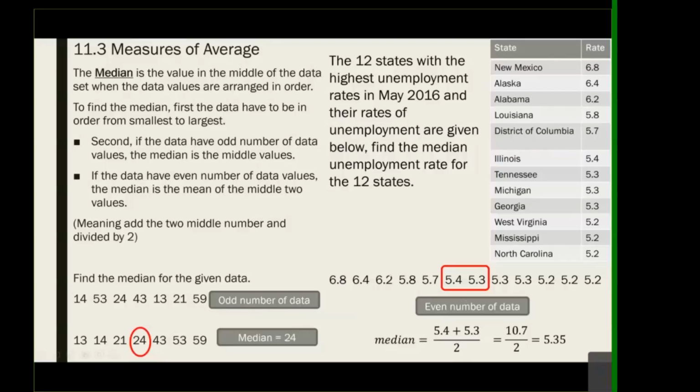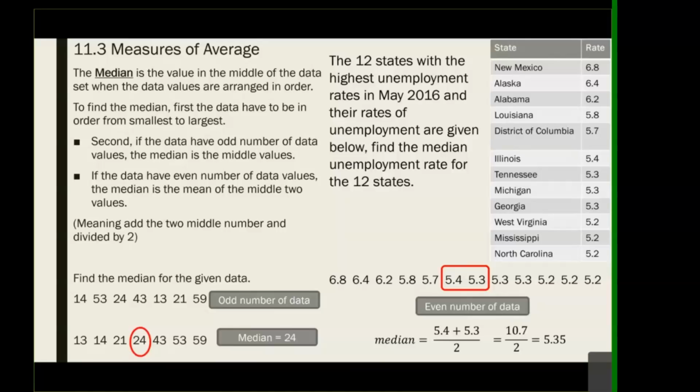The median is easier than the mean. For the mean, you have to add the data individually and divide by the total number of data. By all means, these two items are not difficult, right? It's tedious, small arithmetic, but not very complex in terms that you can't handle it. Any questions with these two items, the mean and the median?